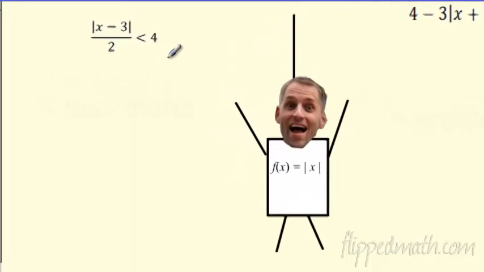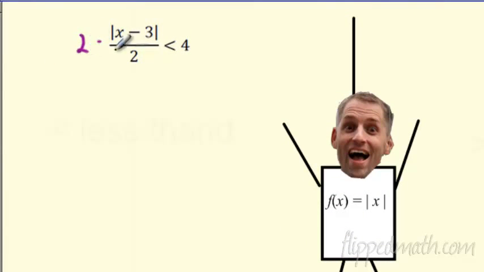Let's solve this. So again, let's try another one of these. If I'm going to solve this, again, I'm trying to get that absolute value by itself. So to get rid of this divide by 2, I got to times by 2. And now this is where I want to be. Boom. The absolute value of x minus 3 is less than 8.